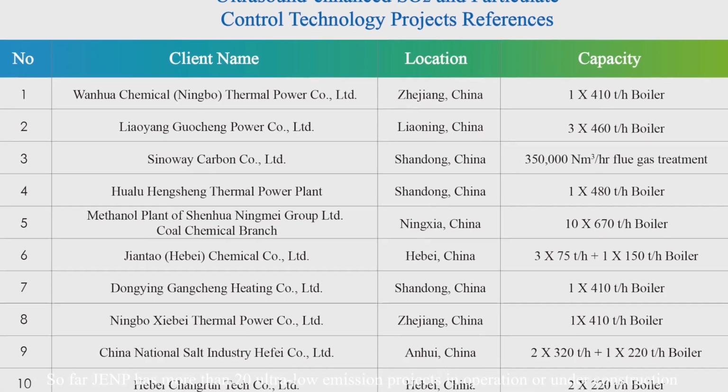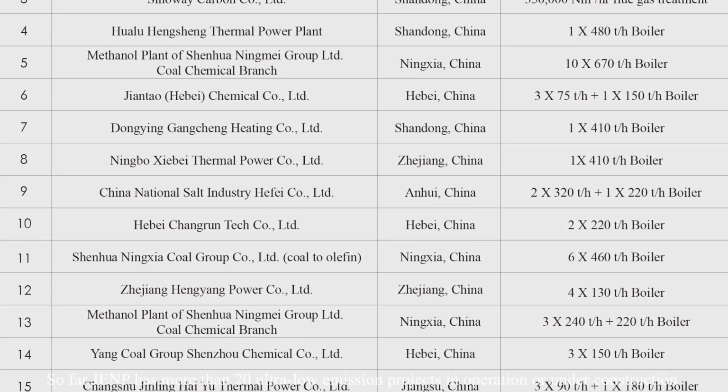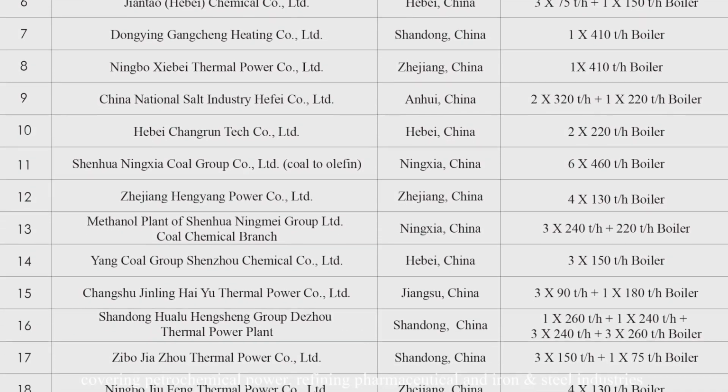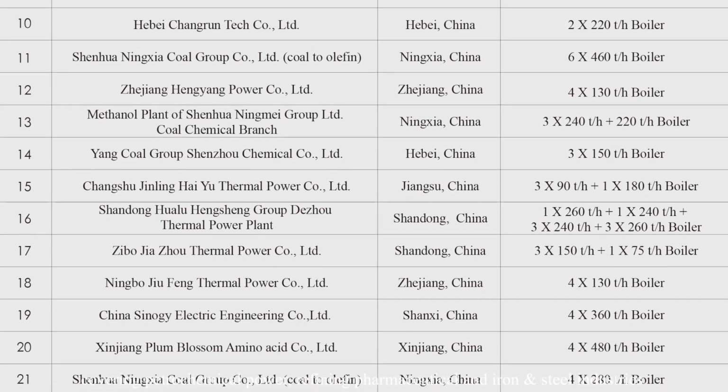So far, JNEP has more than 20 ultra-low emission projects in operation or under construction, covering petrochemical, power, refining, pharmaceutical, and iron and steel industries.